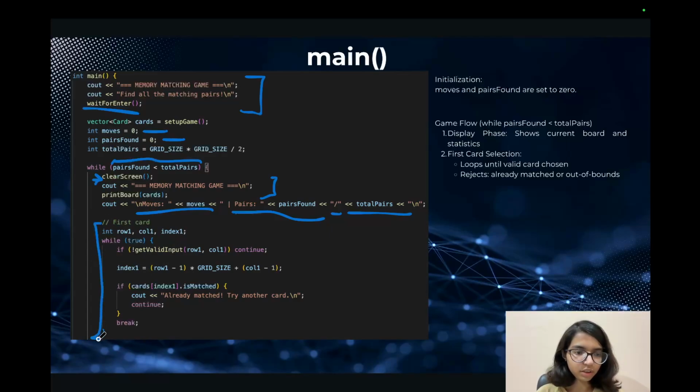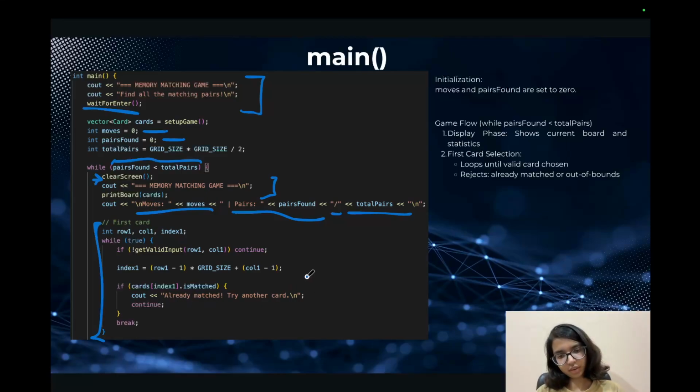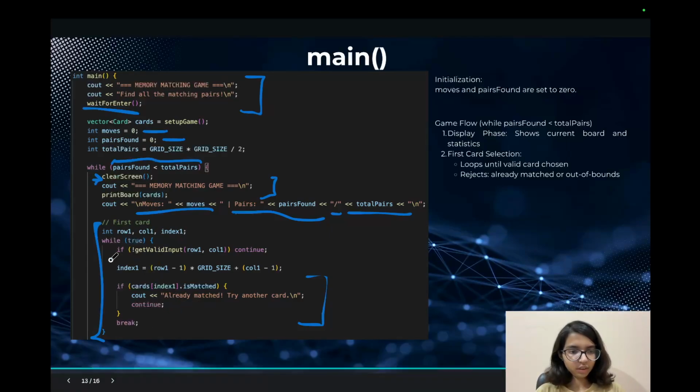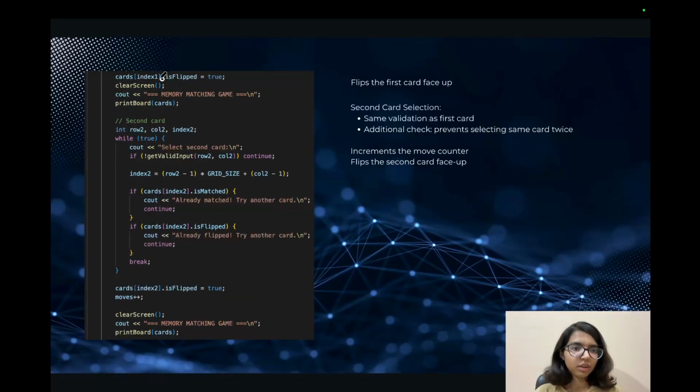If the user enters a card that has already been matched, then it will show this error and it will continue, stopping the execution. Also if the input is not valid, it will continue and it will not run the rest of the code within this block, and go to while true again. If everything is alright, it will break out of this while true loop. Then card index 1 is flipped will be set to true. Then the board will be printed again.